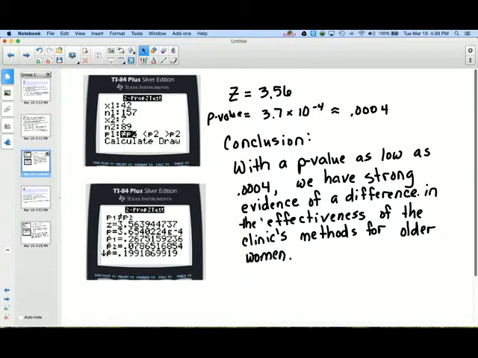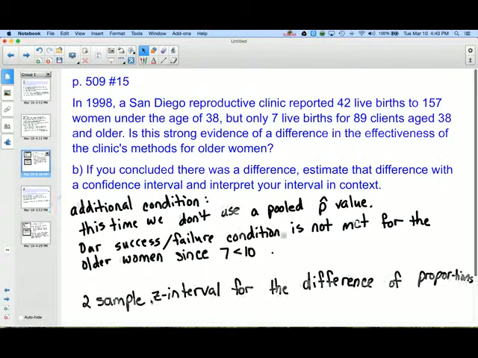Now, I didn't say what a p-value means. I wasn't asked to, so I didn't do that. Remember, to interpret what a p-value means, if there was really no difference between the two groups, then the probability of getting results as extreme or more than ours is 0.0004. So that would be if you were trying to interpret a p-value.